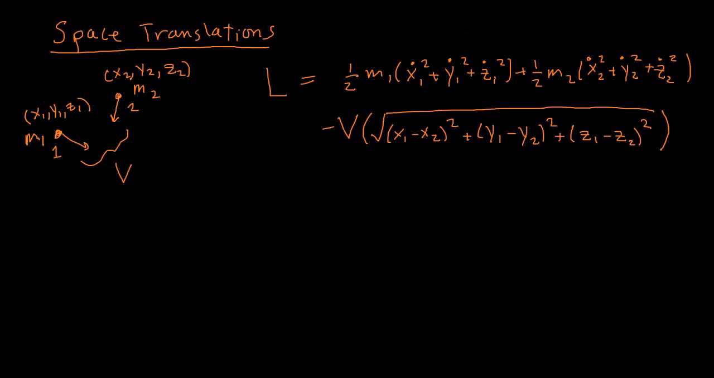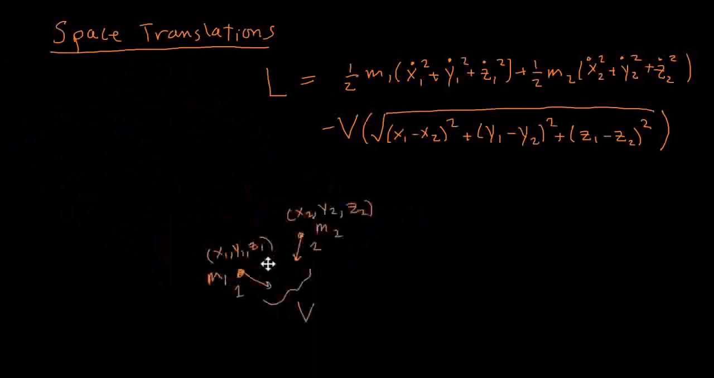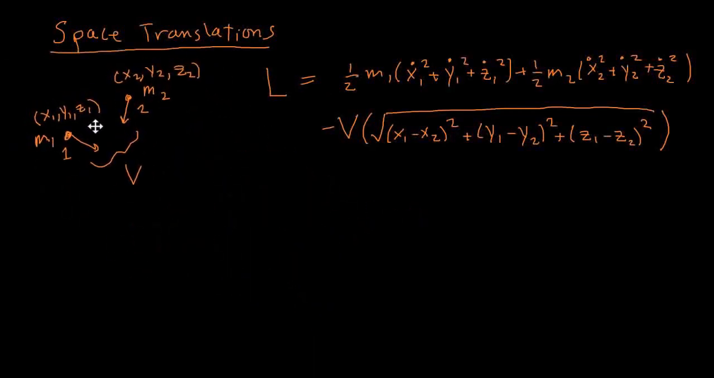Okay, now let's say we wanted to take our whole system and move it around somewhere else in space. This would be the same as adding a constant vector A to the position of both of our particles. And A has components, let's say, A_x, A_y, and A_z.